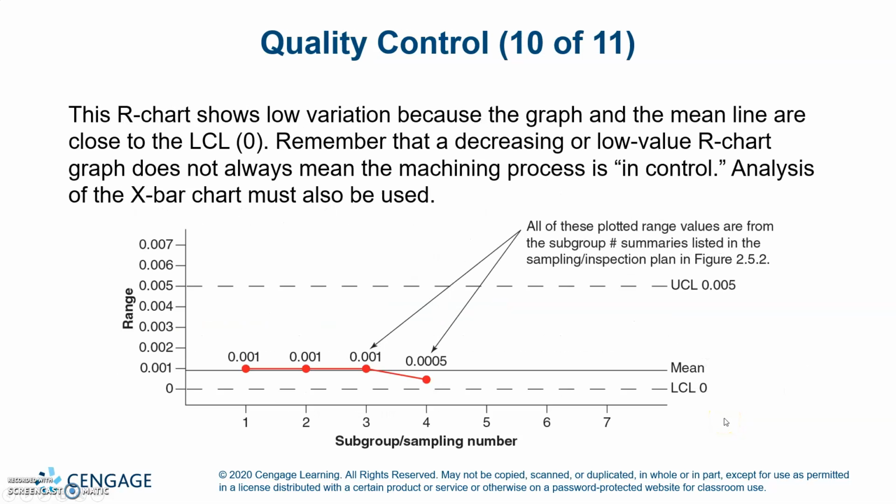The R chart shows low variation because the graph and the mean line are close to the LCL. Remember that a decreasing or low value R chart graph does not always mean the machining process is in control. Analysis of the X-bar chart must also be used. All of these plotted range values are from the subgroup number summaries listed in the sampling inspection plan.